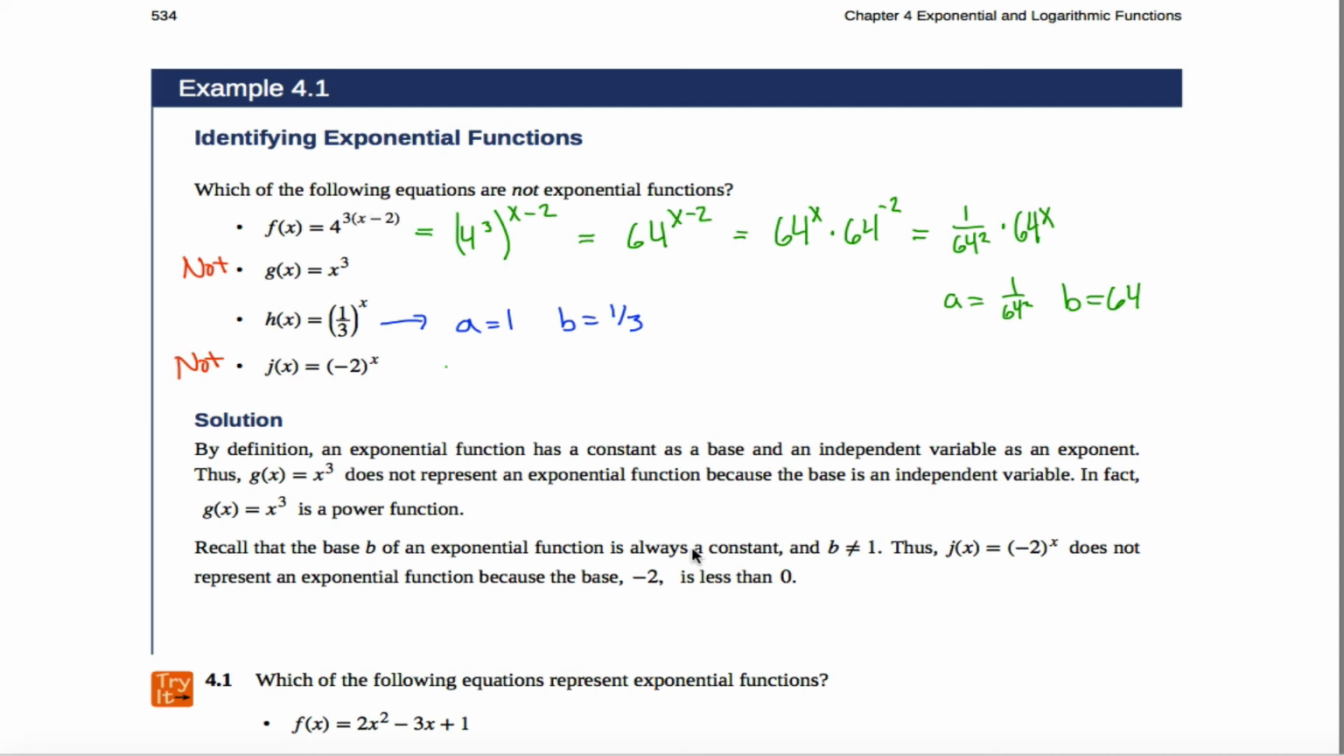Your book didn't go through all that in the explanation here. I guess they don't really have to. But I think it's kind of interesting to see why. So if you were curious why f here is in fact an exponential function, that's why.